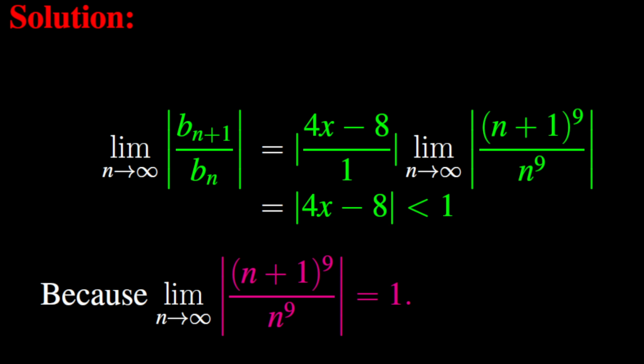This is because the limit as n goes to infinity of the fraction (n plus 1) to the power 9, over n to the power 9 is equal to 1. This comes from the fact that this quantity is a fraction of polynomials with the same degree, and the same leading coefficients.